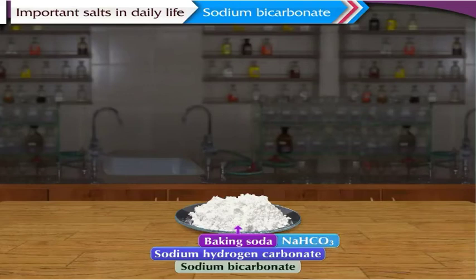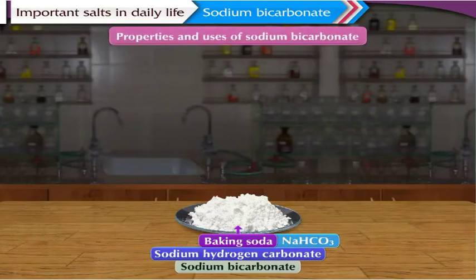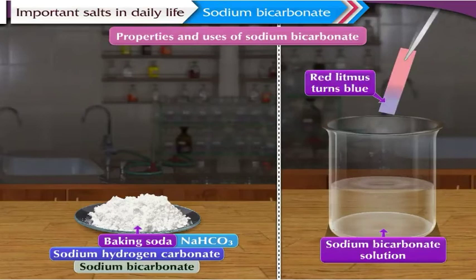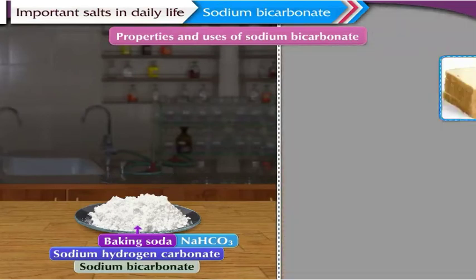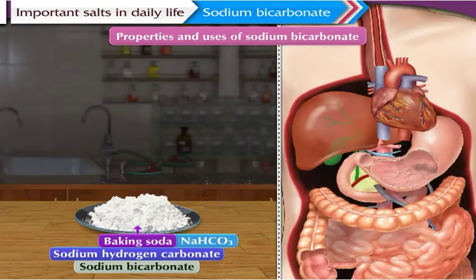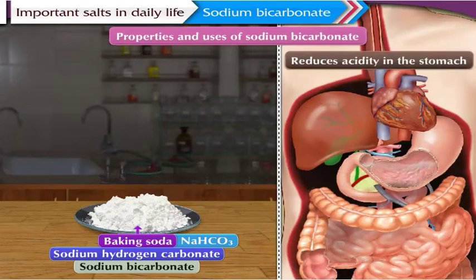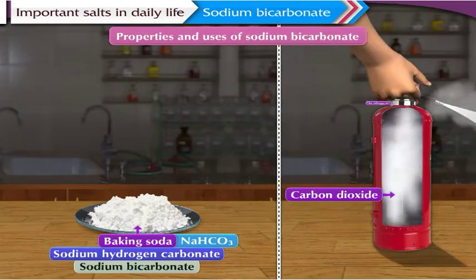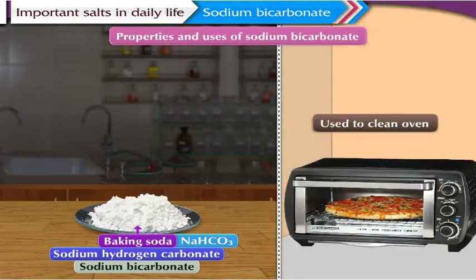Now let us understand the properties and uses of sodium bicarbonate. Sodium bicarbonate turns red litmus blue. This shows that it is basic in nature. It is used to make bread, cake, dhokla. As it is basic in nature, it is used to reduce acidity in the stomach. It is used to make the active substance carbon dioxide in the fire extinguisher. It is used to clean an oven.